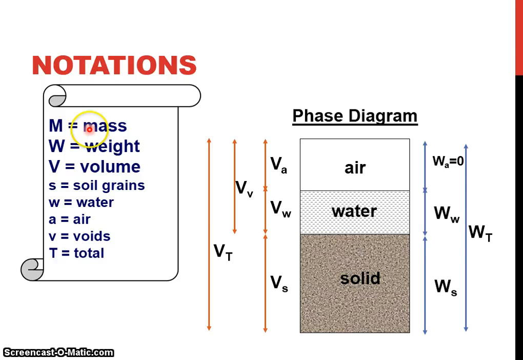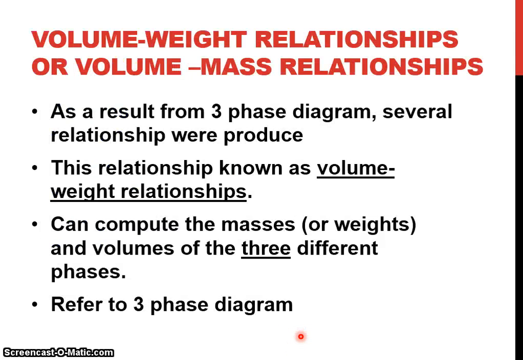So M is for mass, W is for weight, V is for volume, sub S is for soil grains, sub W is for water, and the rest. So we can firstly produce the volume weight relationship or volume mass relationship.